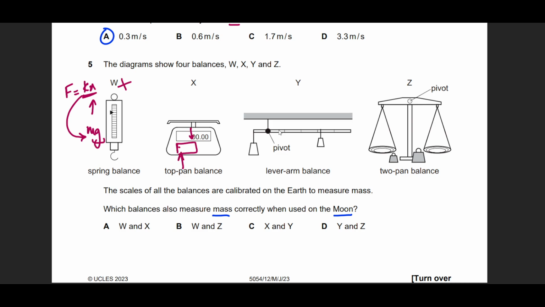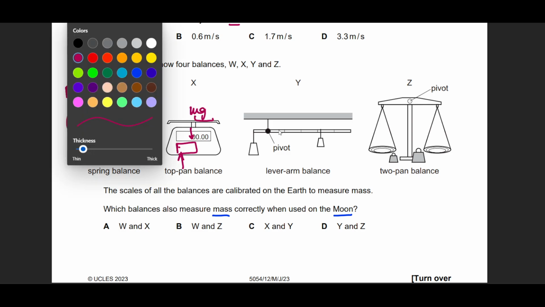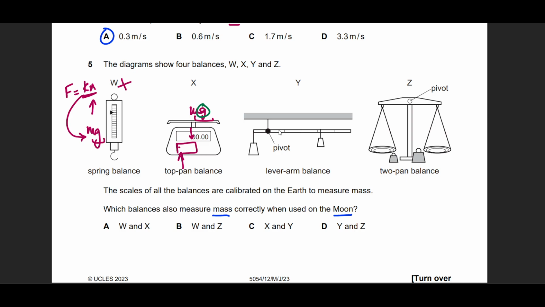Now, of course, if you change the planet, how much force you apply as mg on this object is going to change, because the value of g is changing. So again, this equipment depends on the value of g.